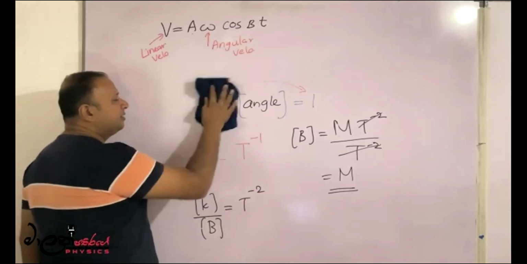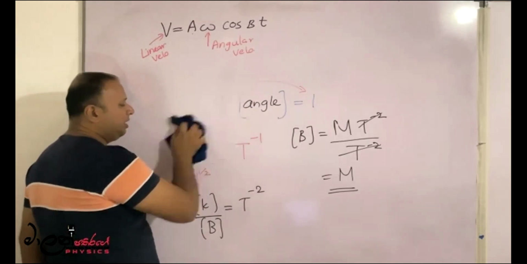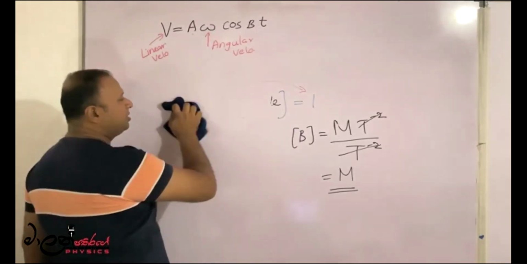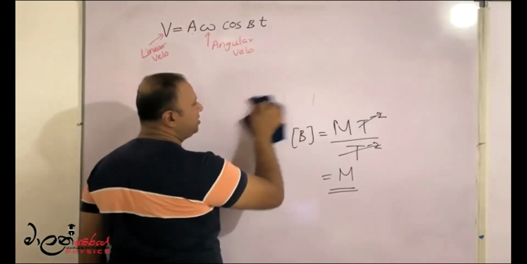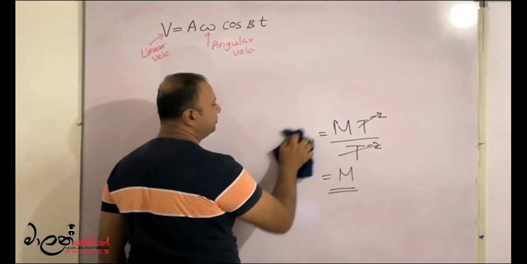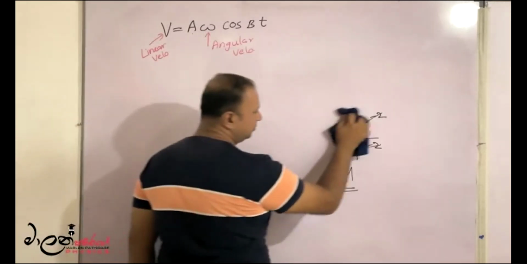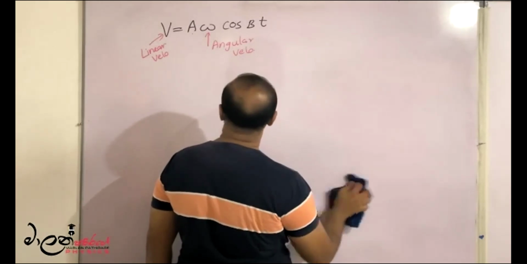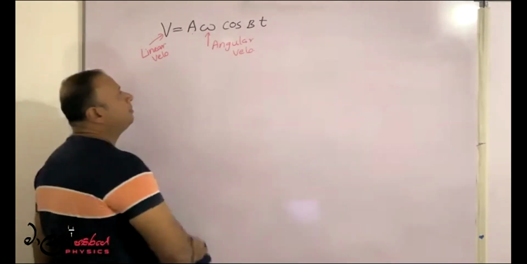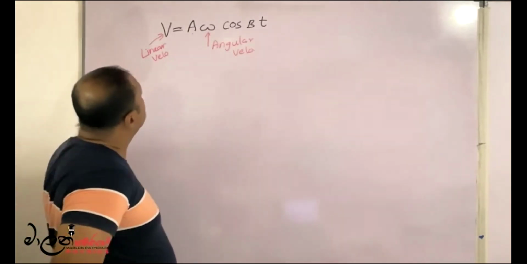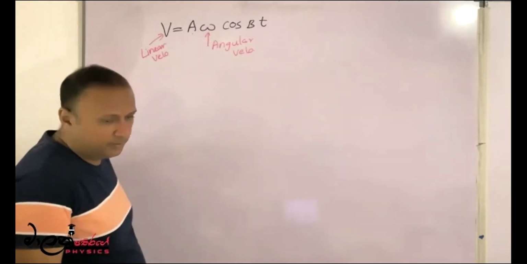Now, how to find the dimension of A and B? Take the basic dimensions. So, what is the dimension of A and what is the dimension of B? A equals L, sir. B equals T to the power minus 1. A equals L. Correct. Very good.